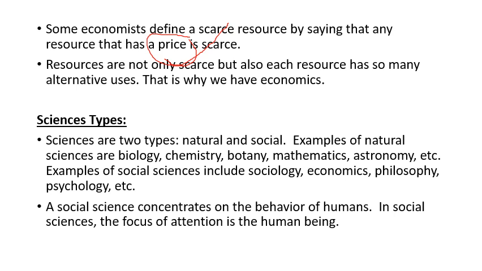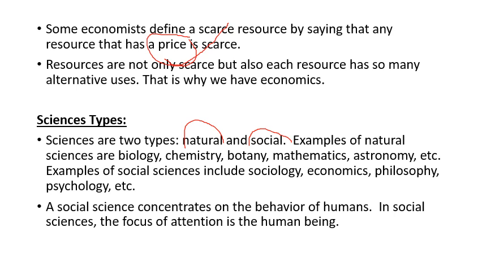Now, after finishing that small introduction about this part, remember, I'm telling you here why we are studying economics. Remember the title of the lecture. So what are the sciences types? Sciences are two types: natural sciences and social sciences. Examples of natural sciences are biology, chemistry, botany, mathematics, astronomy, etc.